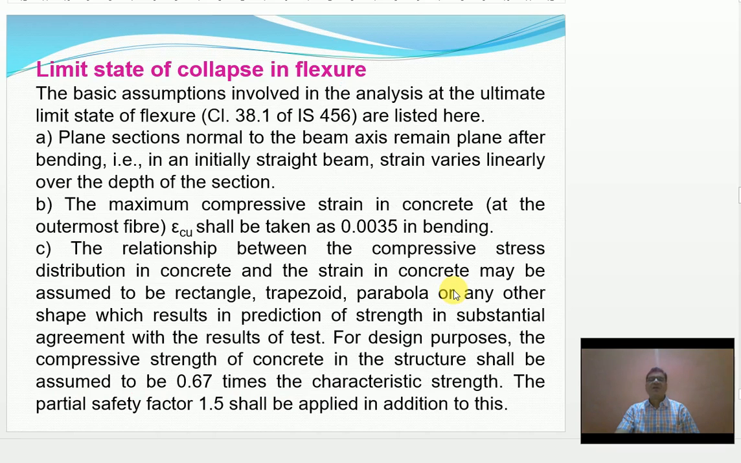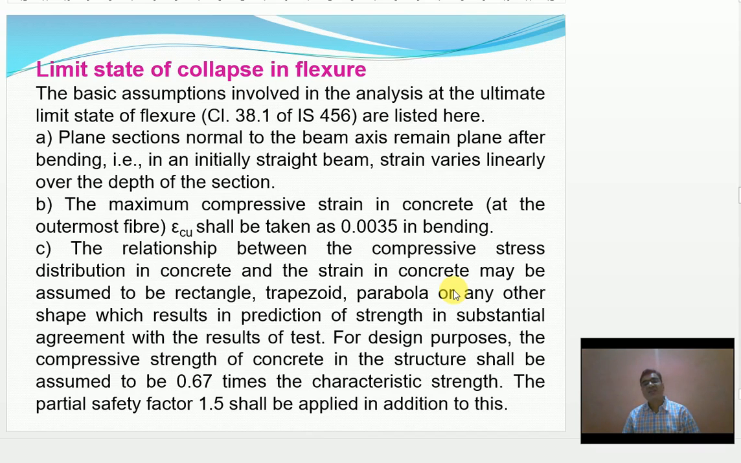Remember. Now we'll see the assumptions for limit state of collapse in flexure. The basic assumptions involved are given by IS 456 in clause 38.1. What's the first assumption? Plane sections normal to the beam axis remain plane after bending. The importance of this assumption is that the strain diagram is linear. That means strain varies linearly with the distance from the neutral axis. Strain is proportional to the distance from the neutral axis; the linearity of the strain is ensured because of this first assumption.